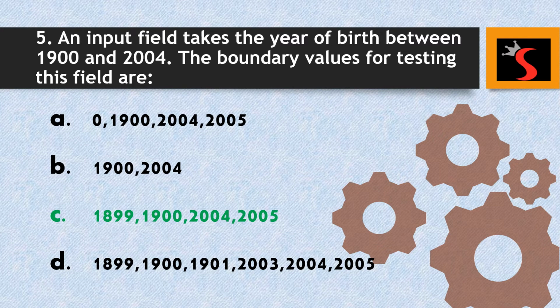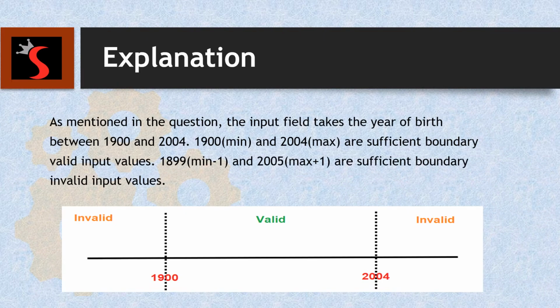1899, 1900, 2004, 2005. Explanation: as mentioned in the question, the input field takes the year of birth between 1900 and 2004. 1900 and 2004 are sufficient boundary valid input values. 1899 and 2005 are sufficient boundary invalid input values.